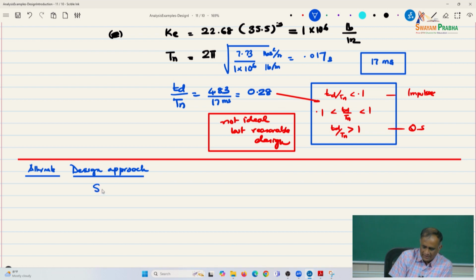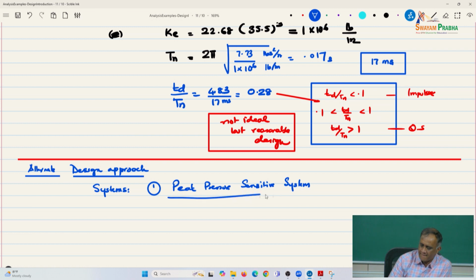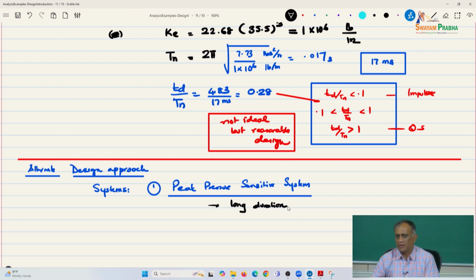So, there are several types of systems as we have just discussed. Let me repeat it. One is a peak pressure sensitive system. What are the characteristics of a peak pressure sensitive system? Long duration. So, that also tells you to see if it is an impulsive type.